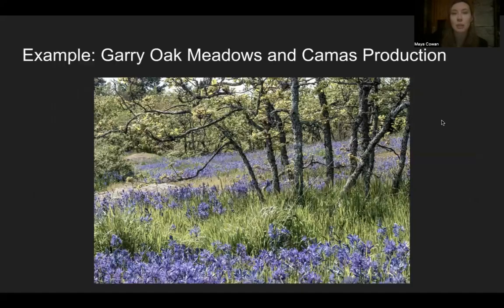I'm just going to give one example here, which is the Garry Oak Meadows and camas production. This is an example of an ecosystem from where I'm from, on Vancouver Island in British Columbia, Canada. It is a beautiful ecosystem. And if you look at the photograph that I provided, it is like a beautiful, natural, heavenly paradise. They're so gorgeous. But the Garry oak is a super endangered species. There's not that many of them. There's not that many Garry oak meadows that still exist.